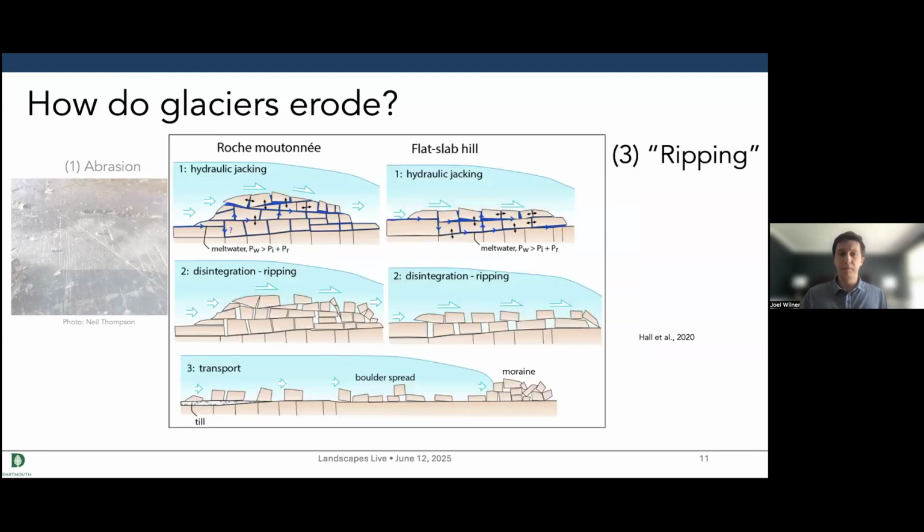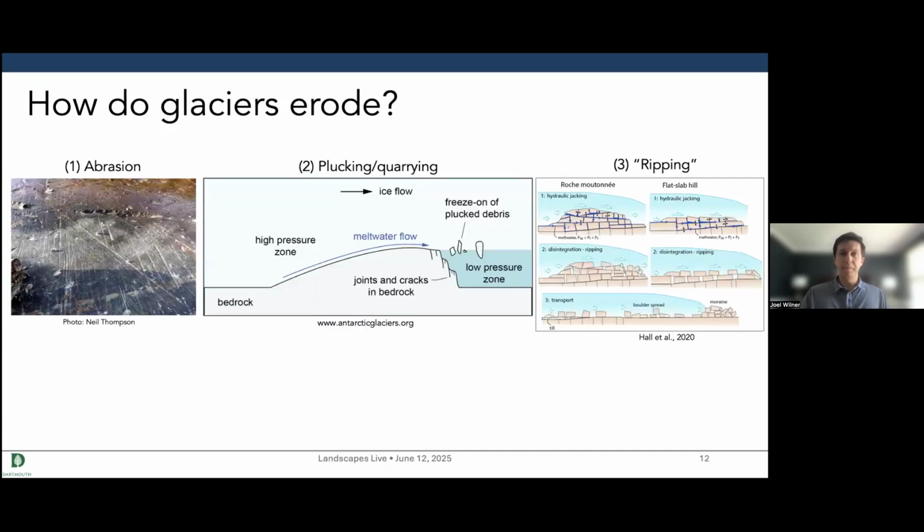And then more recently, a mechanism has been proposed called glacial ripping, where you get this sort of disintegration or lateral spreading and ripping of a glacial rise as a glacier flows over the rise. And this has been observed in many parts of the world, including Scandinavia. So you have these three mechanisms of glacial erosion, at least.